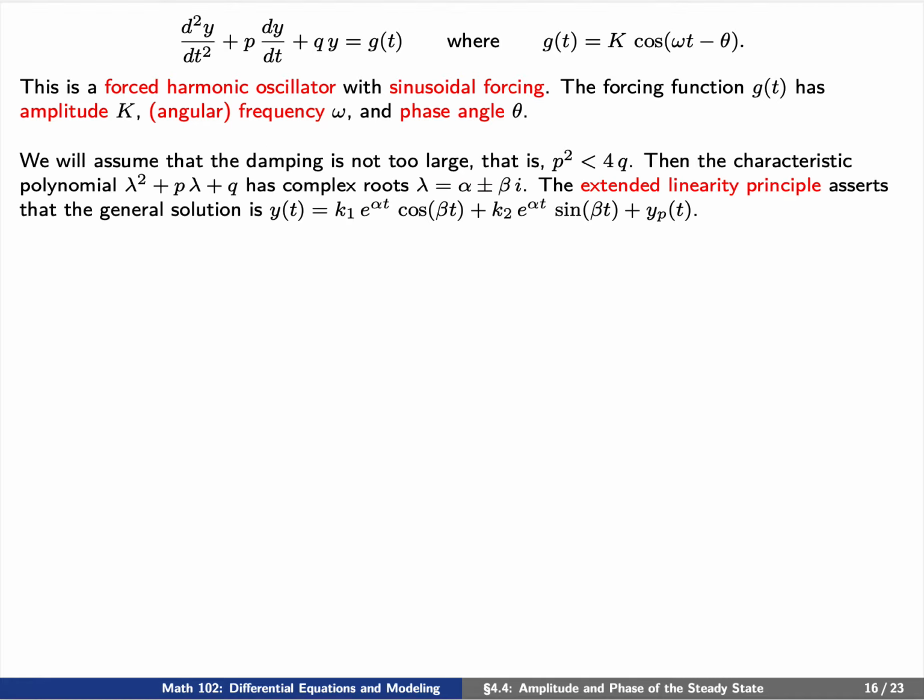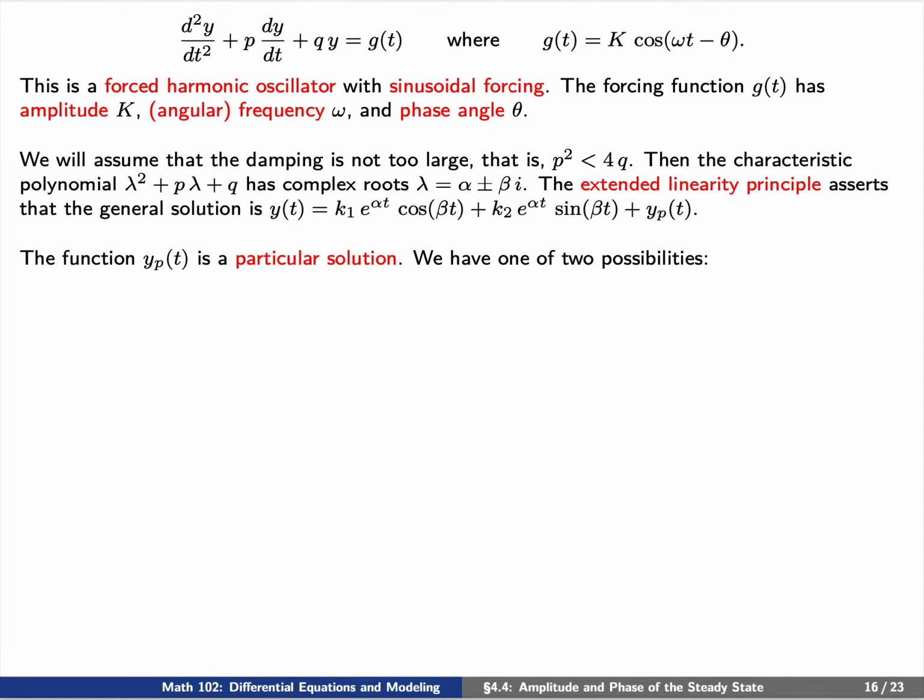As before, we will assume that the damping is not too large, that is, p squared is less than 4q. In this case, the characteristic polynomial has complex roots lambda equals alpha plus or minus beta i. The extended linearity principle asserts that the general solution to our non-homogeneous equation is y of t equals k1 times e to the alpha t cosine beta t plus k2 times e to the alpha t sine beta t plus y sub p of t.